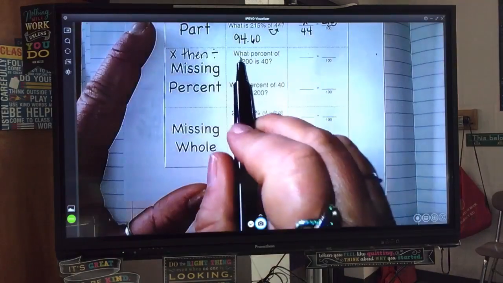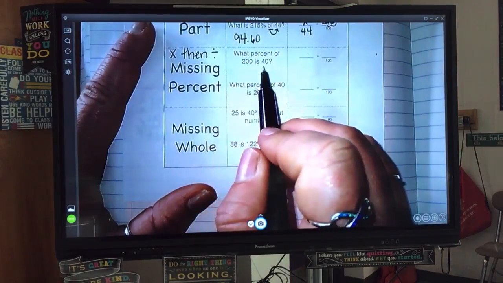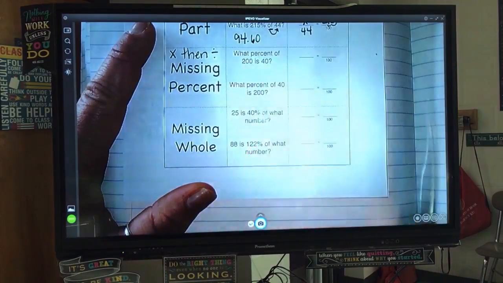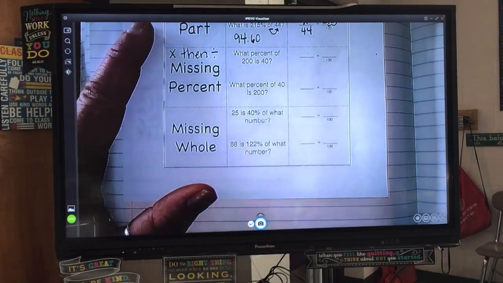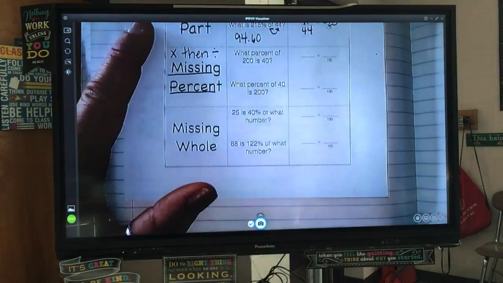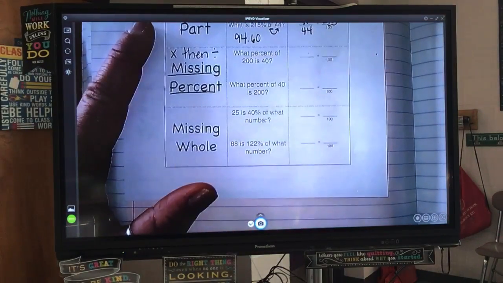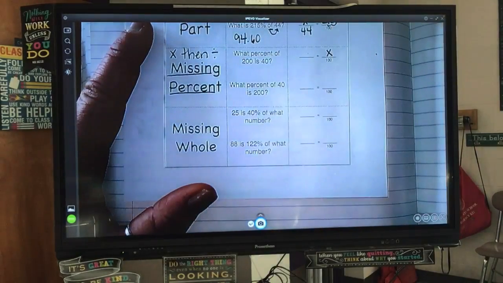Alright, so what percent of 200 is 40? So what numbers, let me rephrase that. What are we looking for? Start with that. What are we looking for? And I'll give you a hint. It tells you right here. What are we looking for? Aiden. Right, so our x is going to go there because we don't know what our percent is.